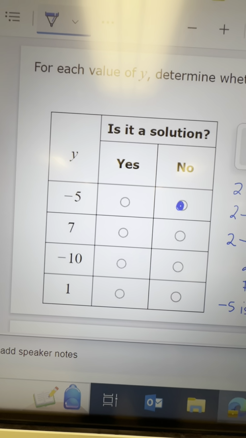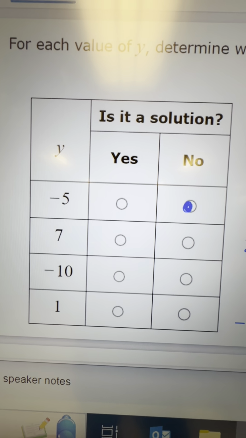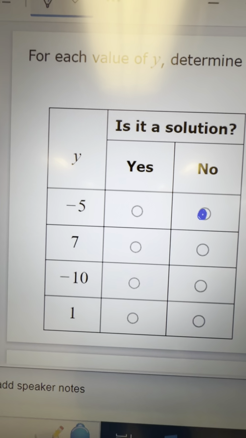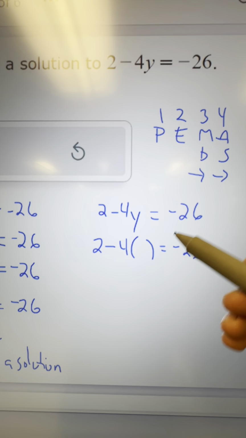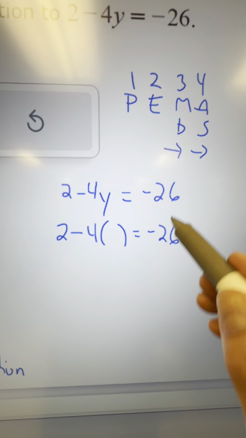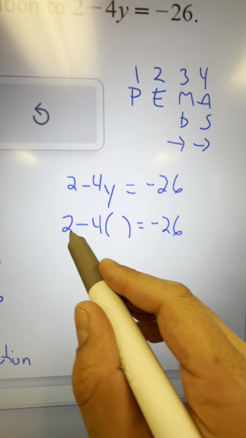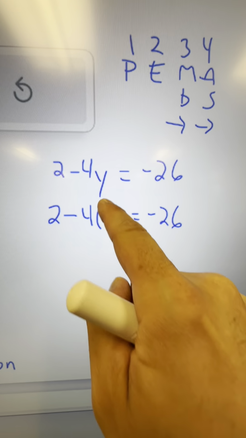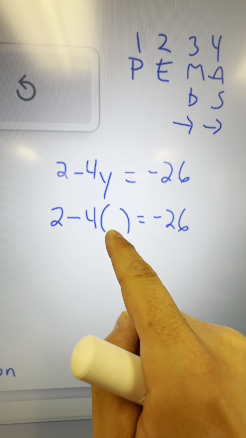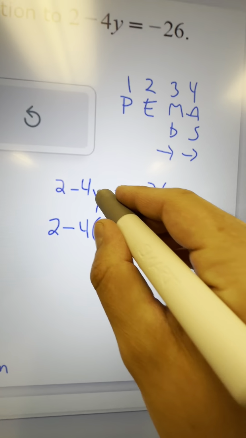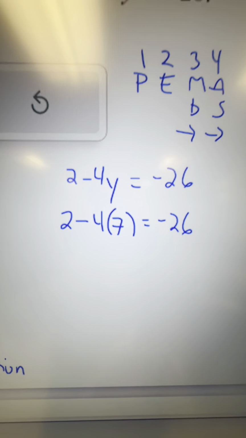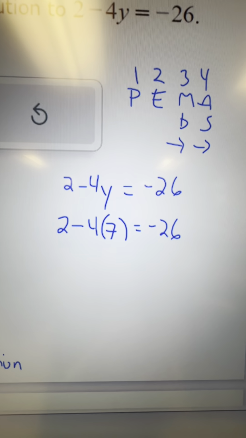It's not a solution. Now I'm going to show you what it looks like when a number is a solution. So we're going to check 7 because I already know 7 is my solution. So first thing you're going to do to show this algebraically is you're going to write the equation down on your paper. And what I recommend is doing like what I did here. Put parentheses around the variable that you're going to replace. And in this case, I'm going to replace y with 7. So my y is now a 7 here. And I'm going to use my order of operations to simplify this.